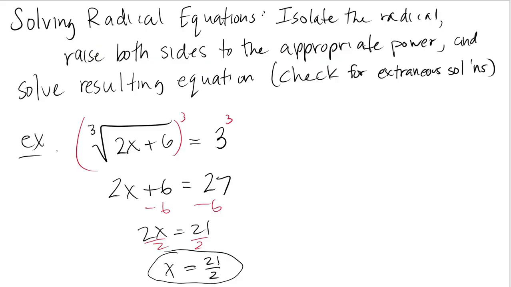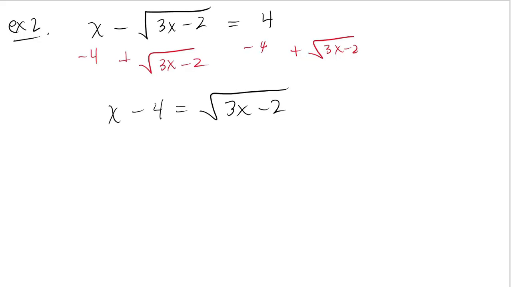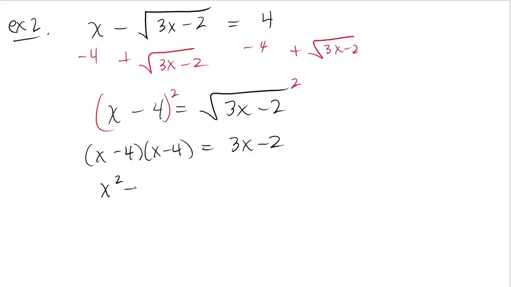Once we've isolated the radical, we raise both sides to the appropriate power. Well, this is a square root, so we're going to square both sides. When you square a side, you're squaring the entire expression. So when you square the left side, you're not squaring the x and squaring the 4, you're squaring x minus 4. You're multiplying x minus 4 by itself. On the right side, the square and the square root undo each other, and we just get 3x minus 2. We multiply this out using FOIL. In the interest of time, I'll just write it out. It's x squared minus 8x plus 16.